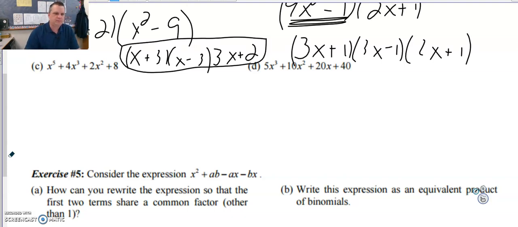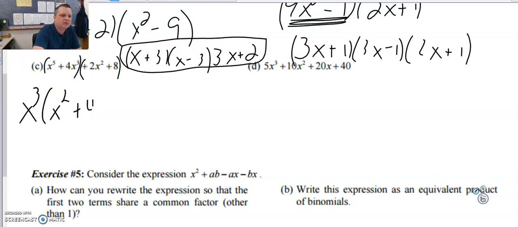Now, in the next one, we have an x to the fifth. So you want to see if you could take out any amount of x. So you look at every single term, but there's not an x in every single term, so you can't take it out. So you still have four terms, so you try grouping. Okay, we could take out an x cubed. I'm left with an x squared plus 4.